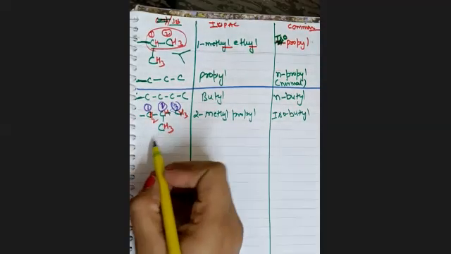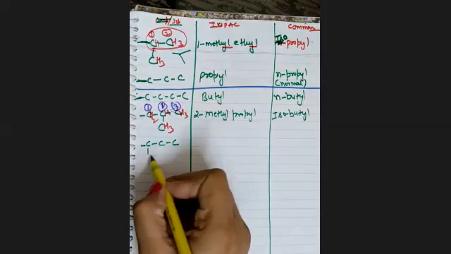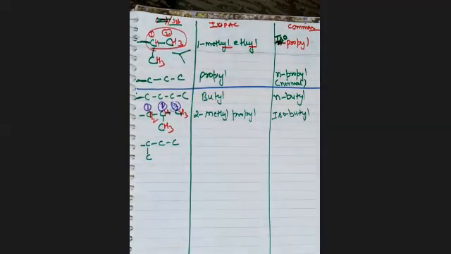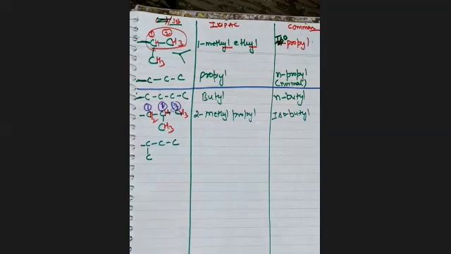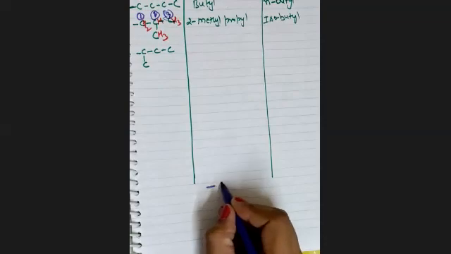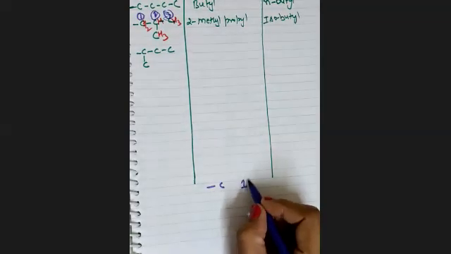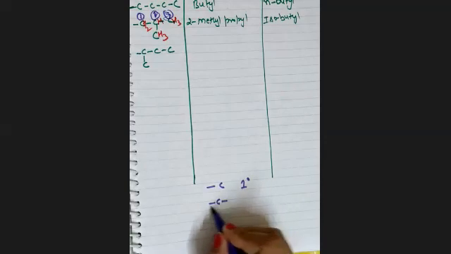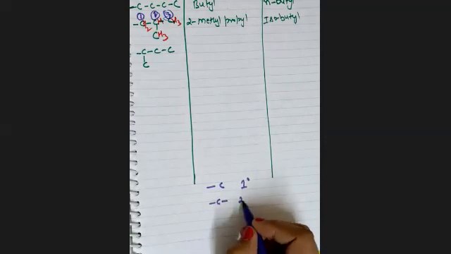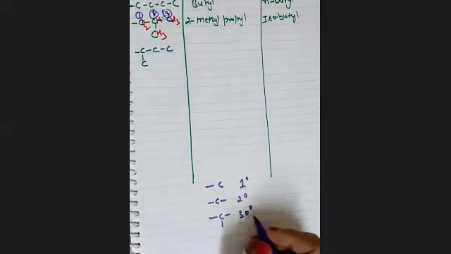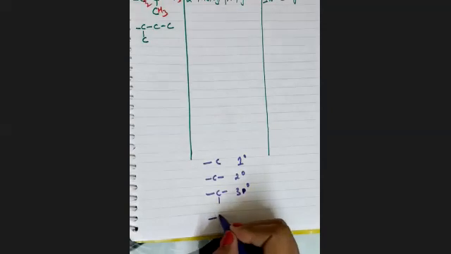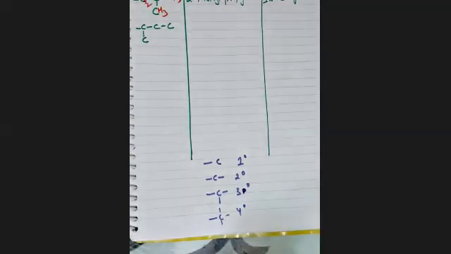Clear? Sometimes they will give you arrangements like this. This will be a 2-degree carbocation. 2-degree carbocation means, see, when your carbon is attached with one side, it will be 1 degree. When your carbon is attached with both sides, 2 sides, it will be 2 degree. When your carbon is attached with 3 sides, this will be 3 degree. When your carbon is attached with 4 sides, it will be quaternary.